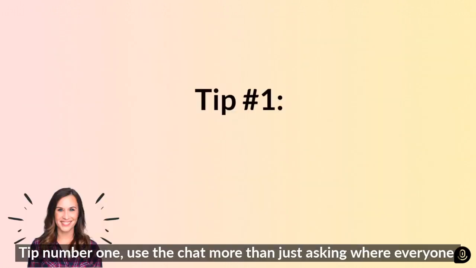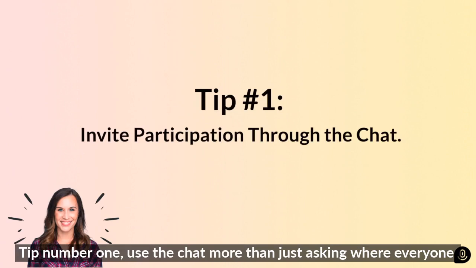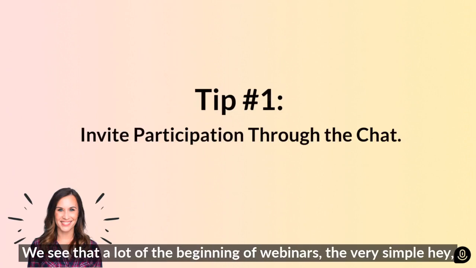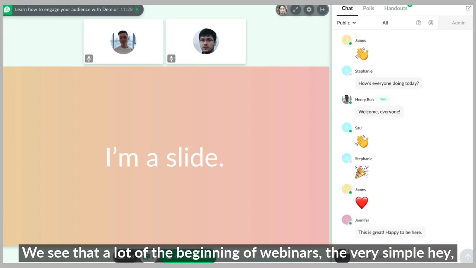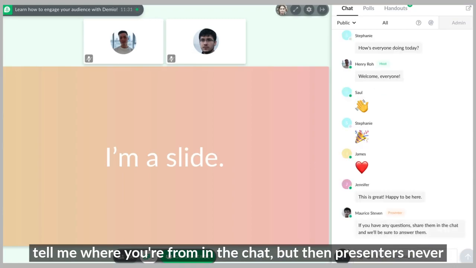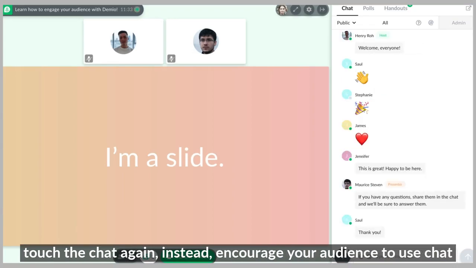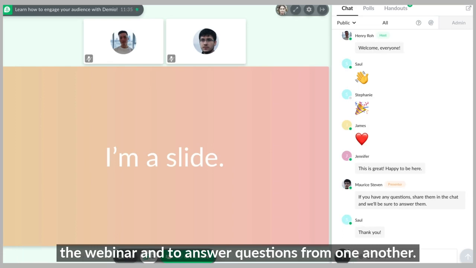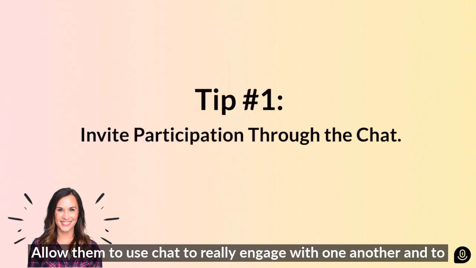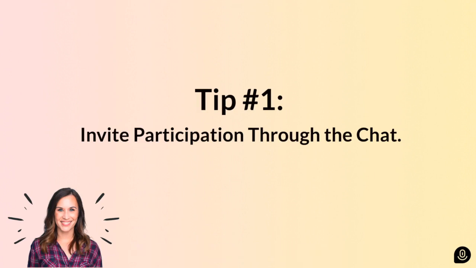Tip number 1. Use the chat more than just asking where everyone is from. We see that a lot at the beginning of webinars. The very simple, hey, tell me where you're from in the chat, but then presenters never touch the chat again. Instead, encourage your audience to use chat as their home base, to continue to ask questions over the course of the webinar, and to answer questions from one another. Allow them to use chat to really engage with one another and to contribute to the presentation.